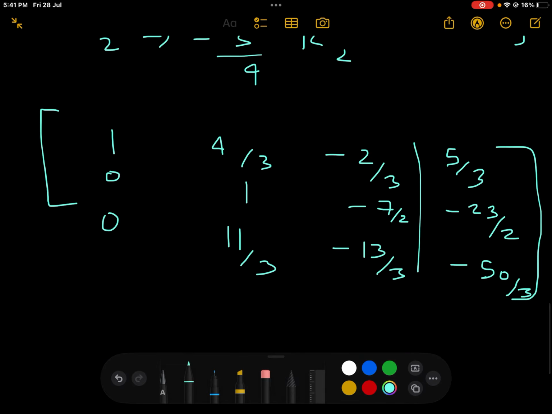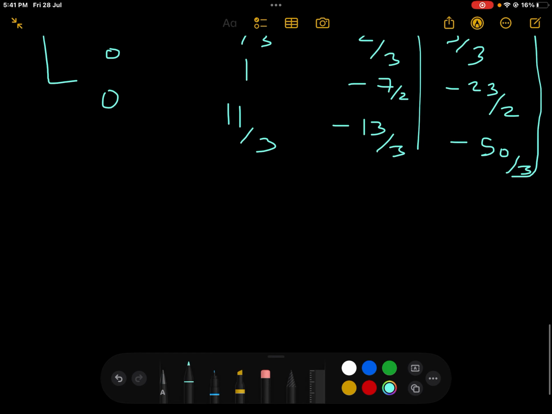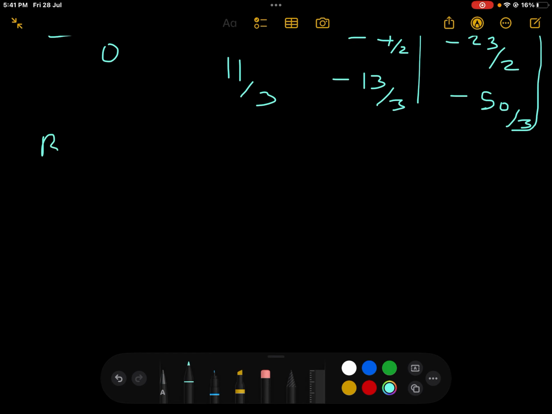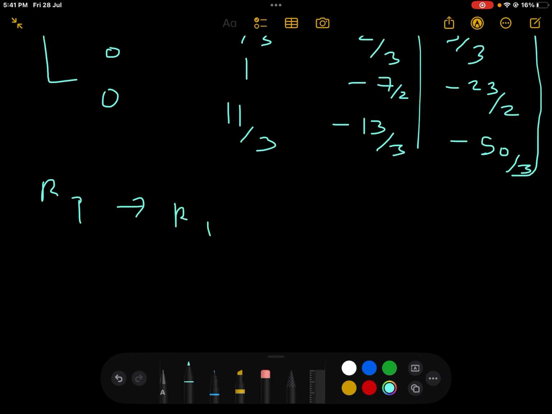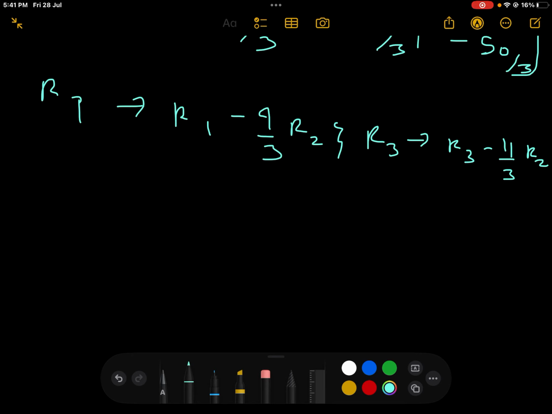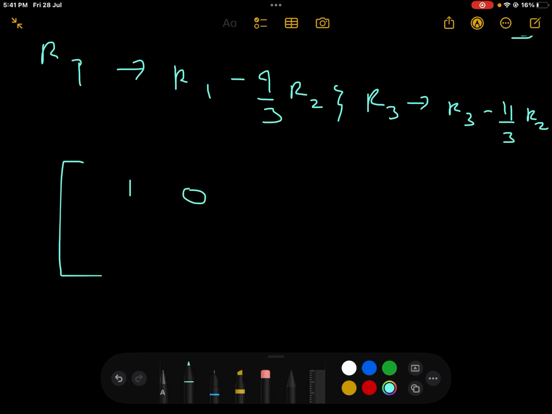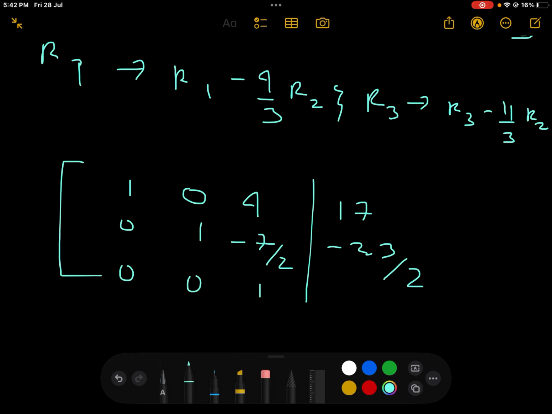Fine. Now again we need to convert 4 by 3 and 11 by 3 to 0. So for that, first in R1 we'll apply the operation R1 equals R1 minus 4 by 3 times R2, and R3 equals R3 minus 11 by 3 times R2. Now when we apply both these row operations, we get 1, 0, 4, 17, 0, 1, minus 7 by 2, minus 23 by 2, and 0, 0, 17 by 2, 51 by 2.